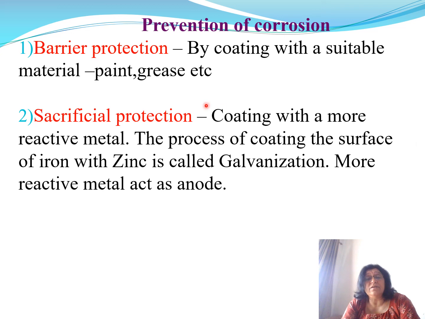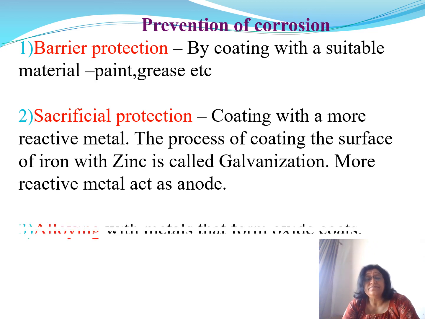Then sacrificial protection means coating with the more reactive metal that would get oxidized instead of iron. So the process of coating the surface of iron with zinc is called galvanization. More reactive metal acts as anode. Okay, so zinc is more reactive than iron, so it acts as anode. It gets oxidized and iron doesn't get oxidized. Alloying, mixing with a metal that forms oxide coats.